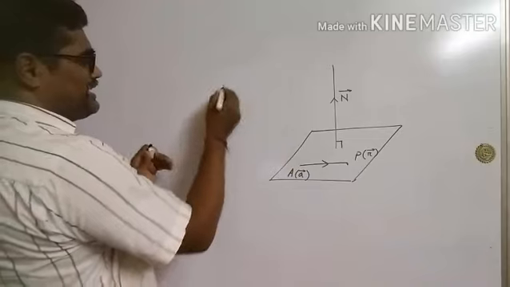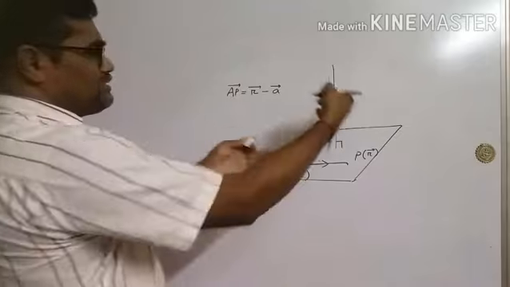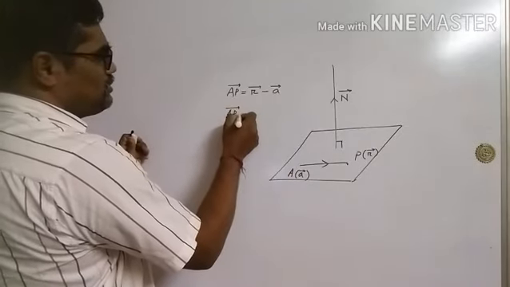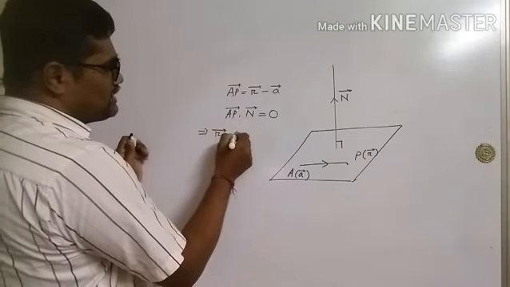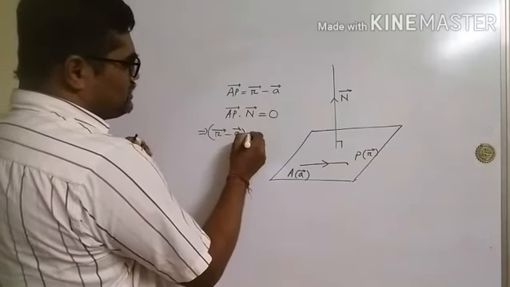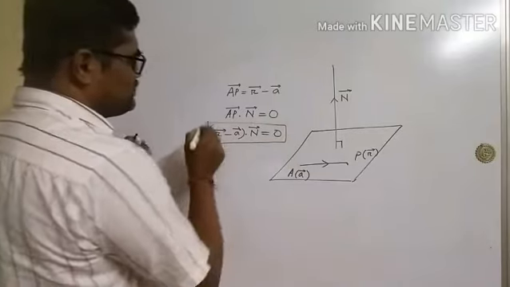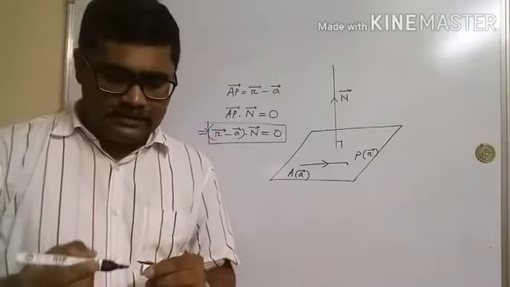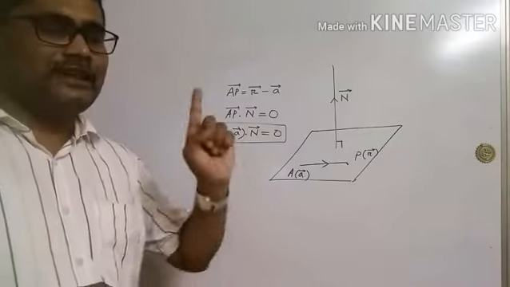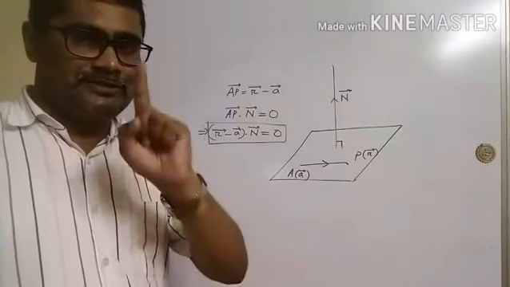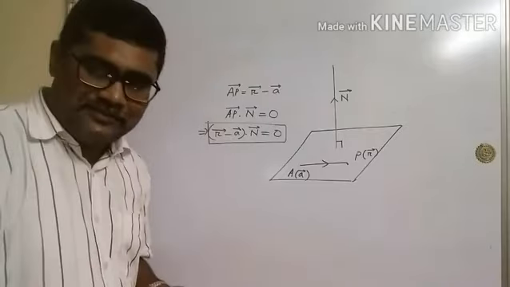So directly you can write what is AP. AP will be R minus A, and n is already known. So what can you say about the dot product of AP and n? It is 0. So (R minus A) dot n is equal to 0. So that's the required vector equation. (R minus A) dot n is the required vector equation of the plane where A is the given point, n is the given vector perpendicular to it. Right? Now it's very easy to convert this into Cartesian form because earlier we have already got the experience.